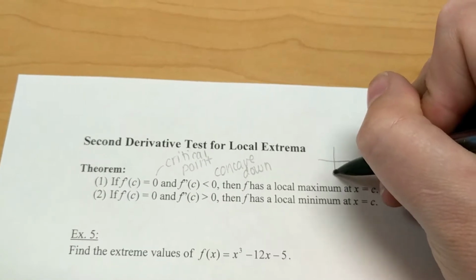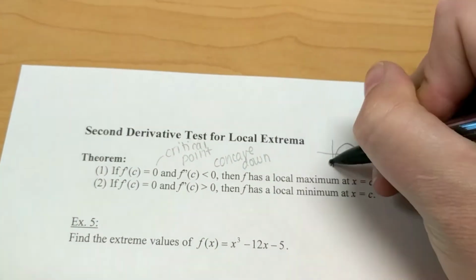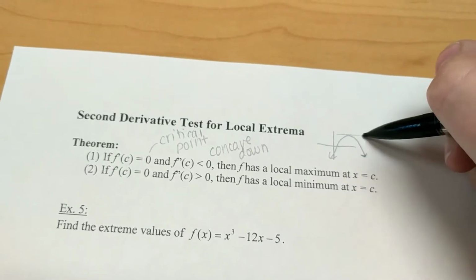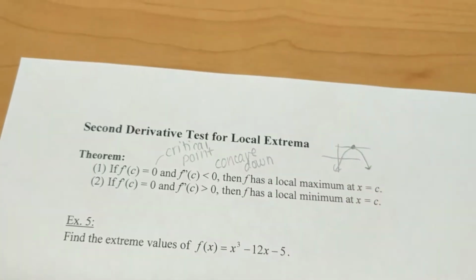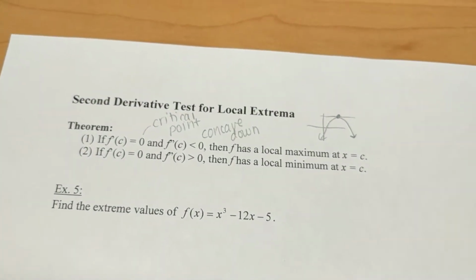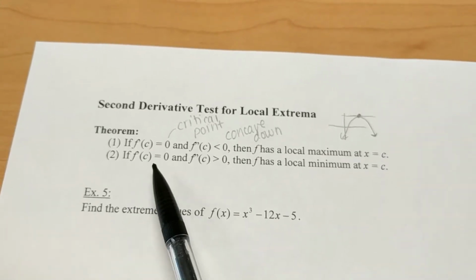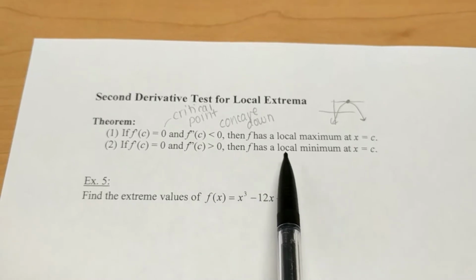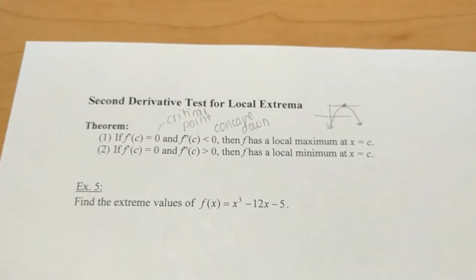We're talking about concave down, and there's a critical point, which means the slope is 0. So this point right here would be considered a maximum. The opposite is also true. Critical point, concave up, guarantees us a minimum.